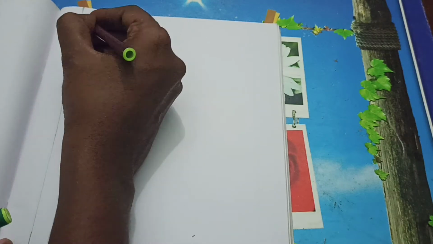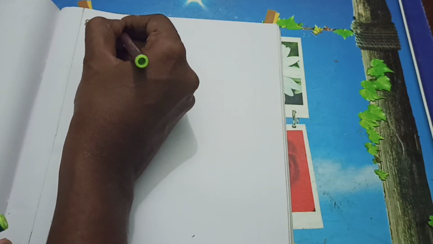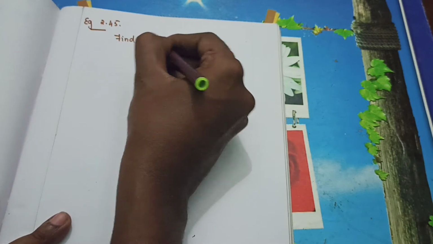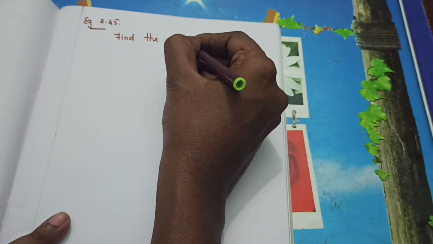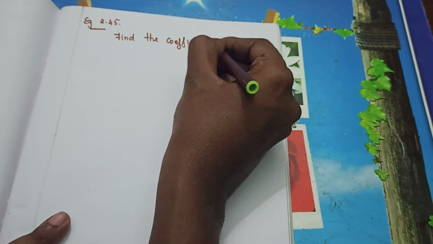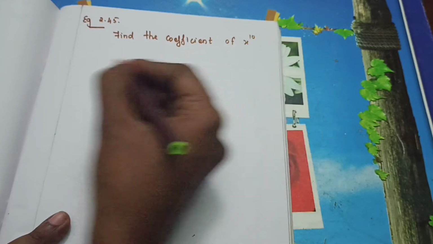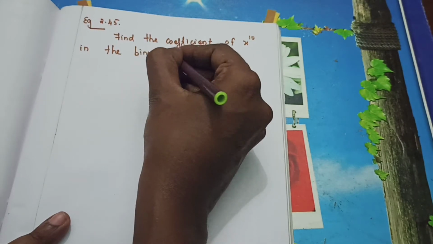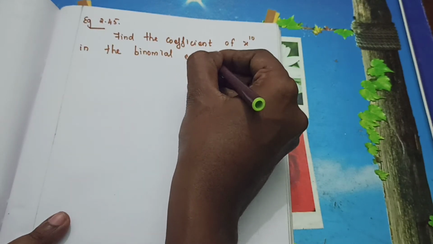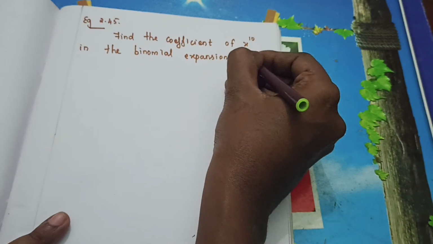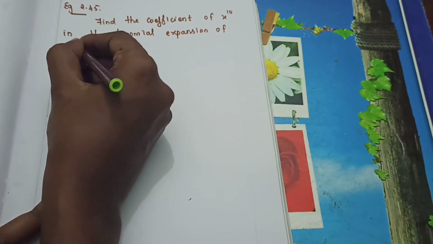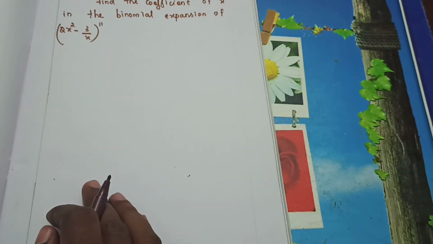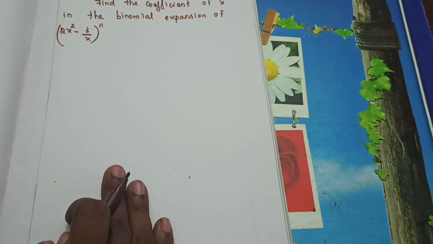Next question is example 2.45. Find the coefficient of x power 10 in the binomial expansion of 2x square minus 3 by x the whole power 11. Okay. So we need to find the coefficient. So there is a small difference here.